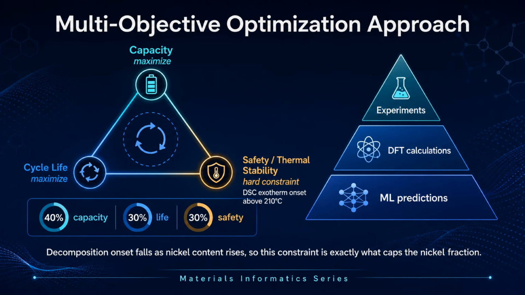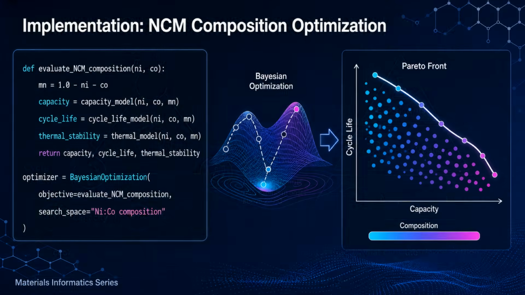Multi-fidelity optimization combines ML predictions, DFT calculations, and experiments. The implementation evaluates NCM compositions across the feasible nickel-cobalt space, with manganese making up the balance. Models predict capacity, cycle life, and thermal stability as functions of composition. Compositions violating the thermal stability constraint receive large penalties. Bayesian optimization efficiently explores the Pareto front of optimal trade-offs.